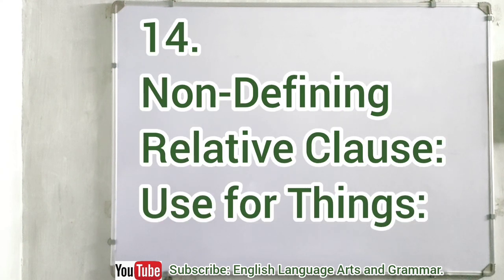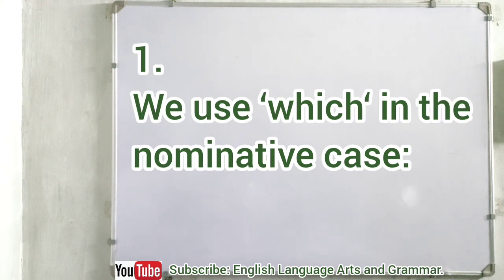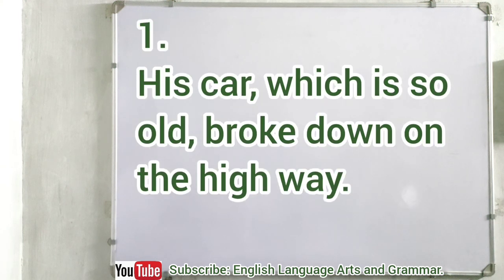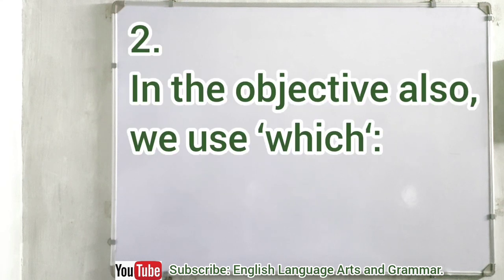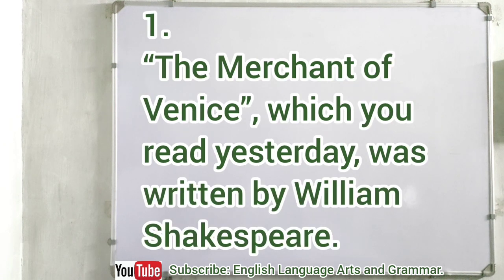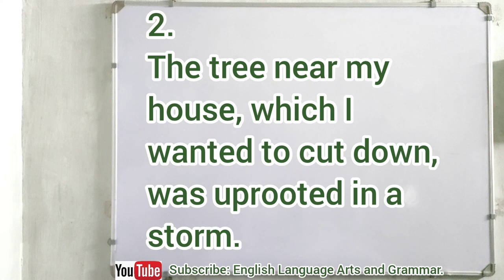Rule number 14. Use for things. We use which in the nominative case. Examples. Example 1. His car, which is old, broke down on the highway. Example 2. His office, which is near to our house, is painted green. In the objective also, we use which. Examples. Example 1. The Merchant of Venice, which you read yesterday, was written by William Shakespeare. Example 2. The tree near my house, which I wanted to cut down, was uprooted in a storm.